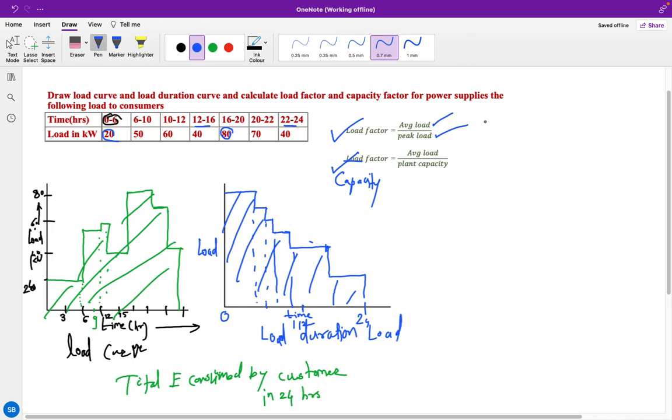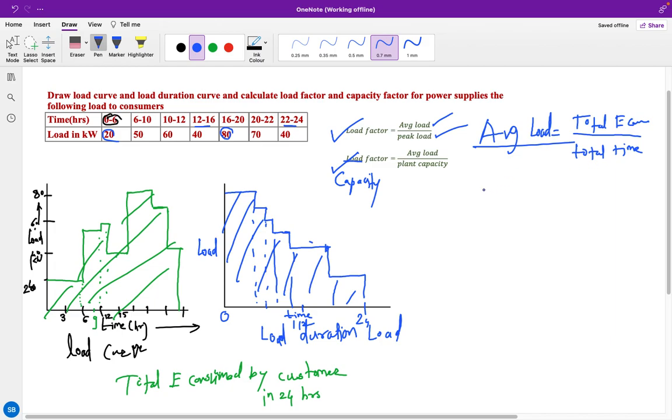Now to calculate the average load, see the definition of average load: it is the total energy consumed divided by total time. It means the average energy consumed by the customer over 24 hours. With respect to time, the load required by the consumer is going to vary, but we have to find the average load. So for that, it is the total energy consumed by that particular customer divided by the total time required.